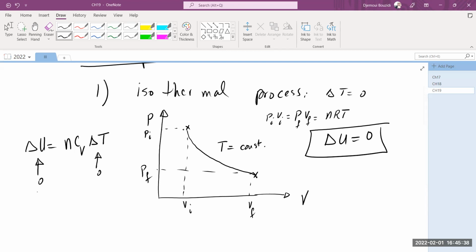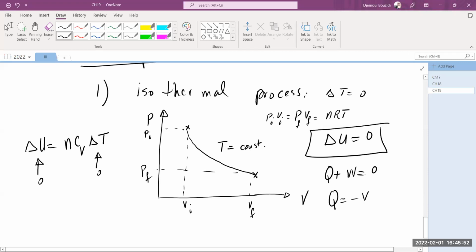So that's a good thing to know. Then in this process, that means according to the first law, Q plus W is 0. Which means that Q, the heat, is equal to minus W. So all I have to do is find where this Q is or W is, and then I would have found the other one. Okay? So this is kind of an easy problem to do.